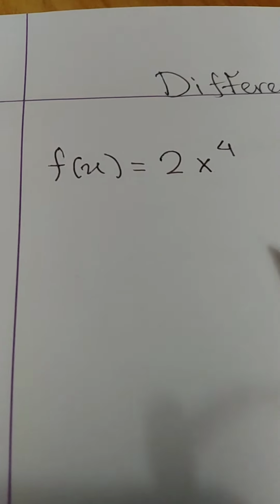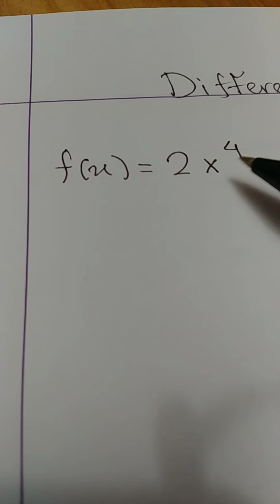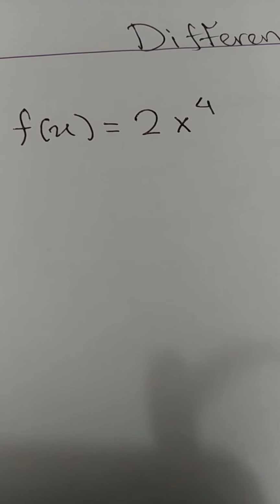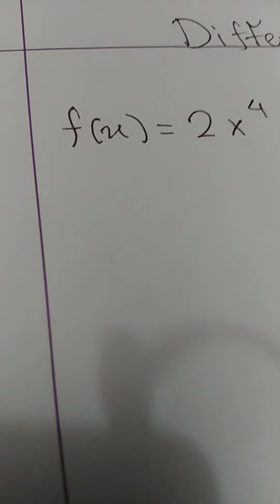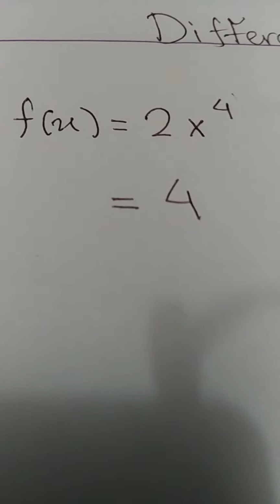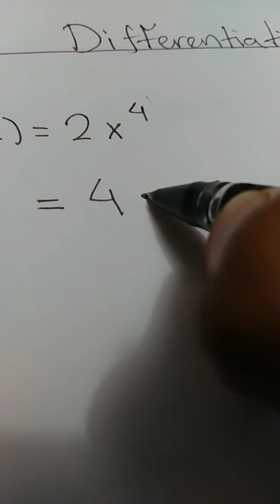Differentiation in 2 minutes. We have a function of x, which is 2x raised to the power of 4. So what it means to differentiate is that we take this 4, then we put it in the front. Then we multiply it with this part here, 2x.